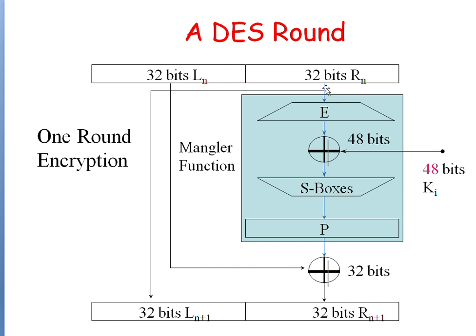Before being given to the Mangler function, the right half is taken and directly given to the next round as the left half. The output after the function is given to the right half, that is, the left and right shift operations are also called. This is the one-round encryption process. Like that, 16 rounds will occur.